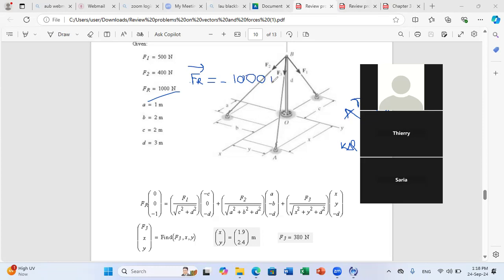So the technique is as follows. First, you find the expression of each of your vectors, F1, F2, and F3. Okay?